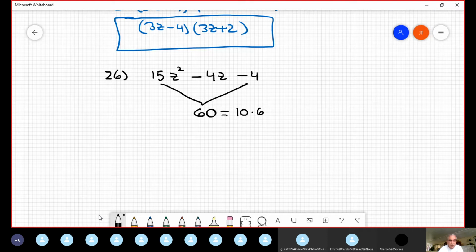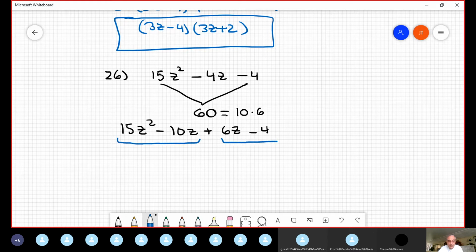Super, that is the combination. Bring down the first, bring down the last, split 4c into negative 10c and positive 6c, using the corresponding sign. At that moment we have a polynomial with four terms. You apply factorization by grouping.